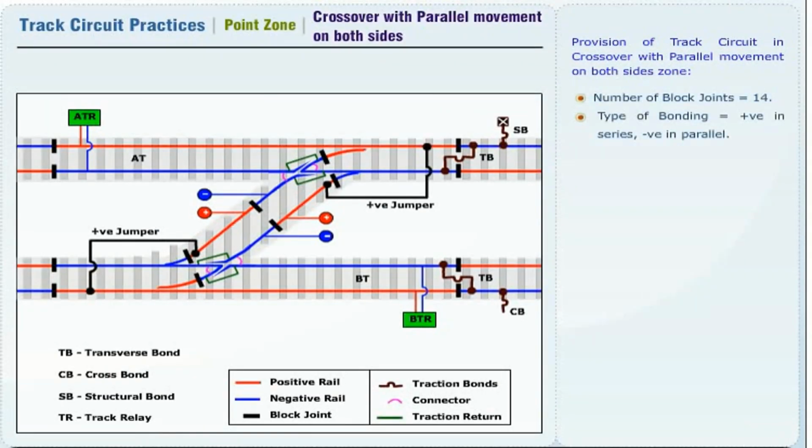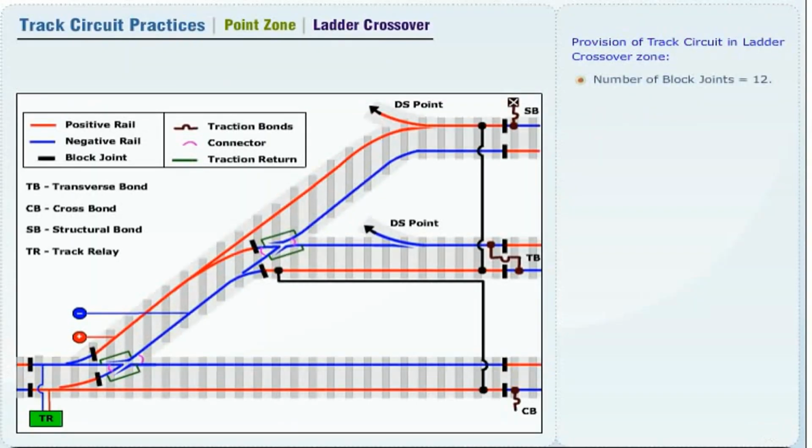Provision of track circuit in crossover with parallel movement on both sides zone. Number of block joints are 14. Type of bonding used is positive in series and negative in parallel. Provision of track circuit in ladder crossover zone. Number of block joints are 12. Type of bonding used is positive in series and negative in parallel.